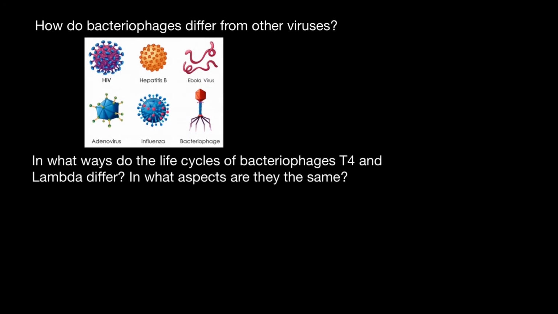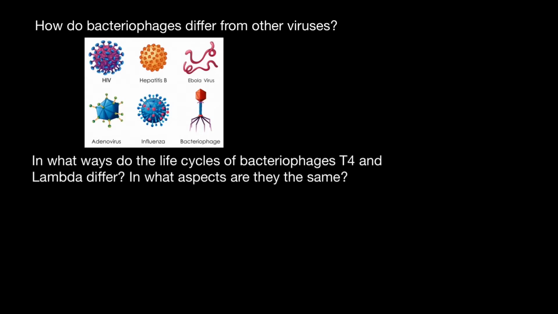Take a look at this picture. What we see here: HIV virus, hepatitis B virus, Ebola virus, adenovirus, influenza virus. All these viruses infect humans, and they're simple in structure, but the most structurally advanced virus actually infects the most primitive organism, bacteria, and we call them bacteriophage. This is how easy it is to differ these viruses from all the rest of the viruses which infect eukaryotic organisms.